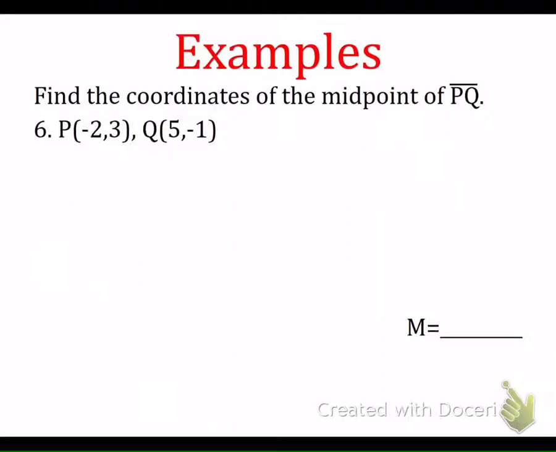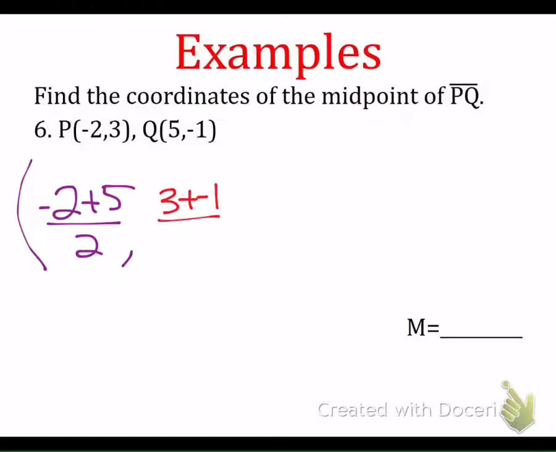So, same thing, just no pretty picture off to the side, but you also don't have to graph, so it's kind of a give and take on this. So find the midpoint of segment PQ. I need to find the average of the x's. Which ones are the x's? Negative 2 and 5, divide that by 2. What about the y's? 3 and negative 1, and divide that by 2.